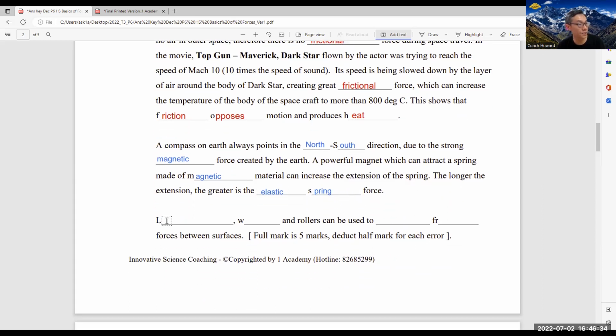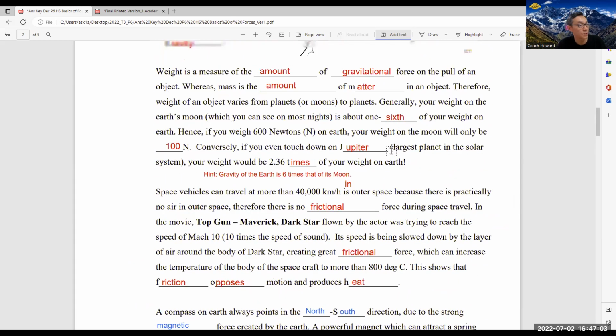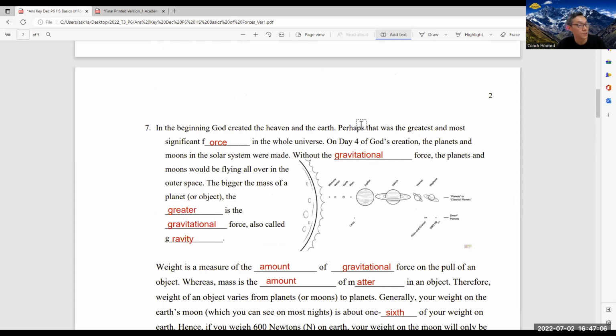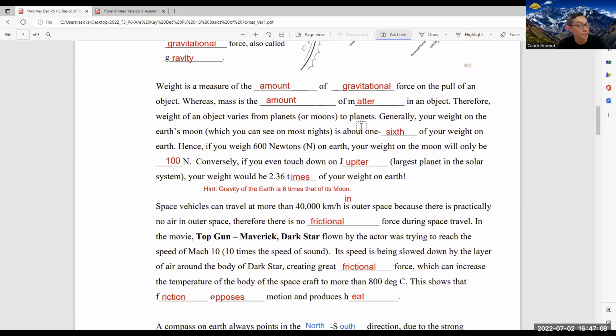Next, lubricant. This one is not water, it's wheels. And rollers can be used to reduce frictional force. Reduce frictional force. So you take note of this. I've gone through this part in a closed passage, science closed passage. So take down the answer for this one.